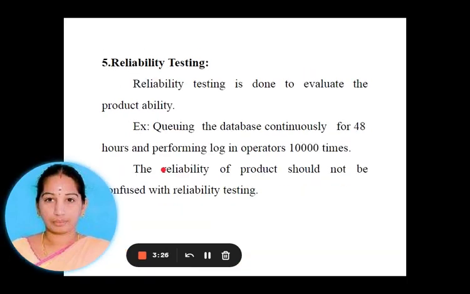The next one is reliability testing. It is done to evaluate the product's ability, and it depends on the measures and its characteristics. That's reliability testing. Example: querying the database continuously for 48 hours and performing login operations 10,000 times. The reliability of the product should not be confused with reliability testing. Okay, these are the examples of reliability testing.